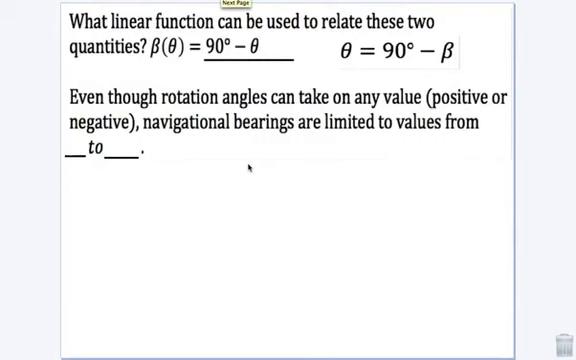All right, so that leads us to this. Even though rotation angles can take on any value, positive or negative, navigational bearings are limited to 0 to 360 degrees, so they can never be negative.